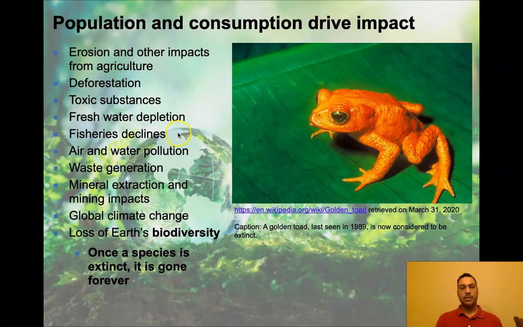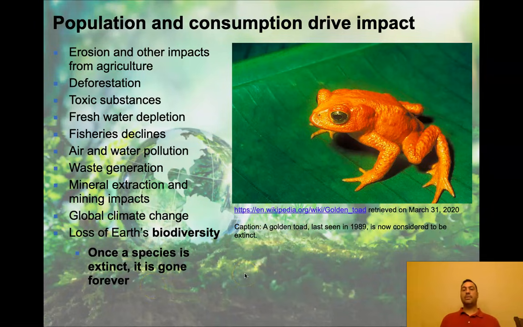Fisheries declines, air and water pollution, waste pollution, mineral extraction and mining impacts, global climate change, and of course, loss of Earth's biodiversity. And we're going to talk about that a lot. That's a really, really big deal. Now, once a species is gone, or gone extinct, it is gone forever. So biodiversity is a big deal.